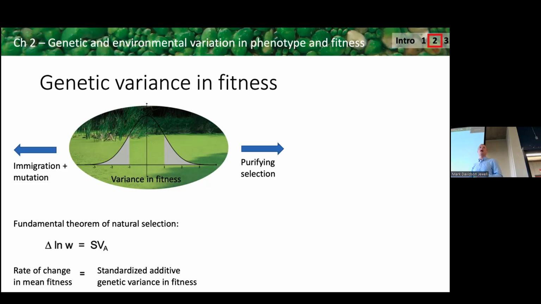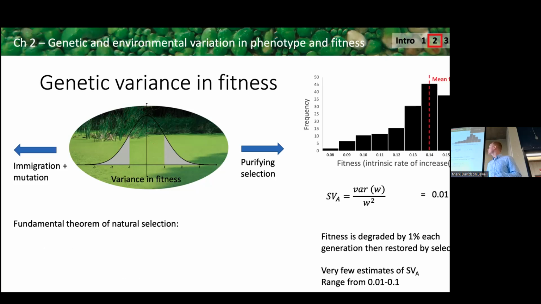It also enables us to make predictions about the rates of immigration and mutation. So here we have variation in fitness measured in the common garden. So it's only genetic variation in fitness. We can standardize the variation by dividing it by the square of the mean. And this gives us a value of about 1%.